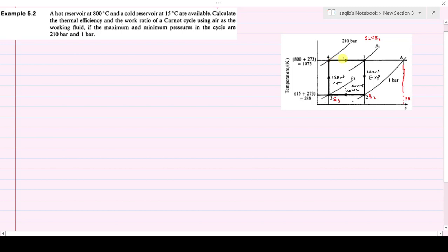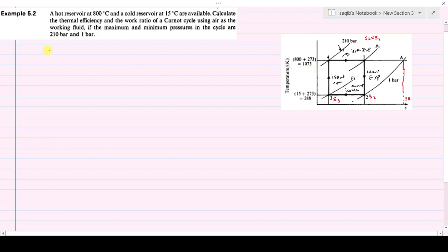And after expansion, this is the isothermal expansion. In isothermal expansion, the heat addition process occurs. So after expansion, we get the lower pressure, that is 1 bar. Okay, so we have now understood the TS diagram of the Carnot cycle, because the whole example 5.2 moves around the Carnot cycle.